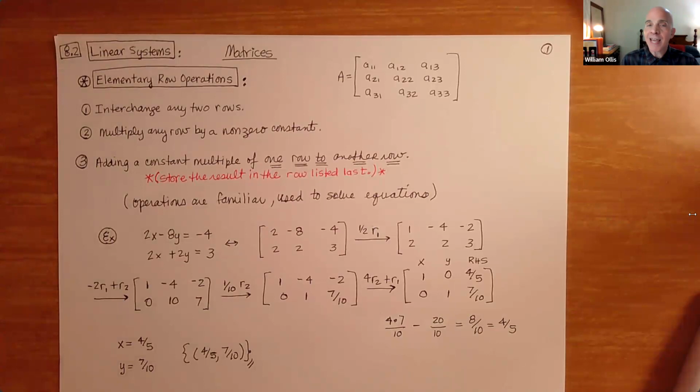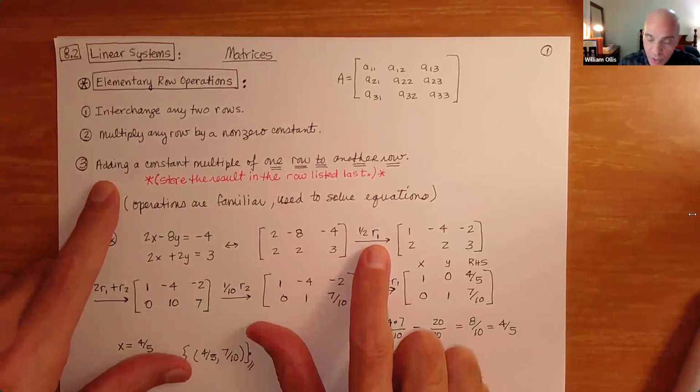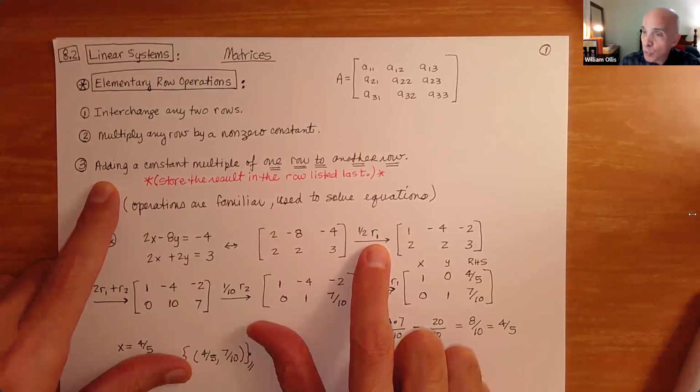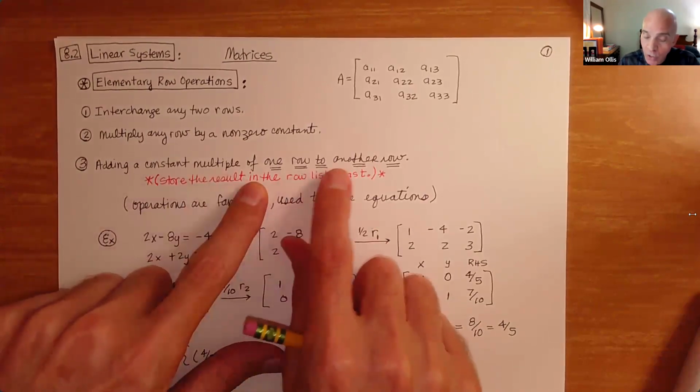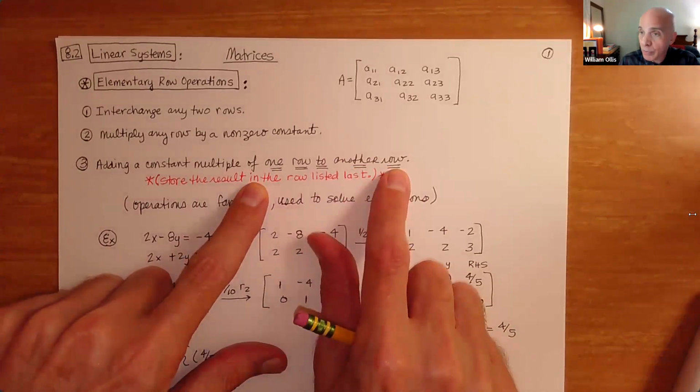For instance, if the two terms that you want to absorb or eliminate are already additive inverses, you simply add the equations. And so you just add the multiple as it is. That is one times the equation, so to speak. That's basically this third elementary row operation, adding a constant multiple of one row to another row.